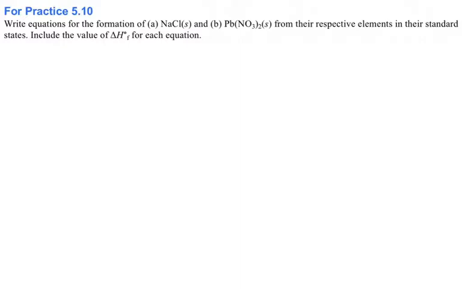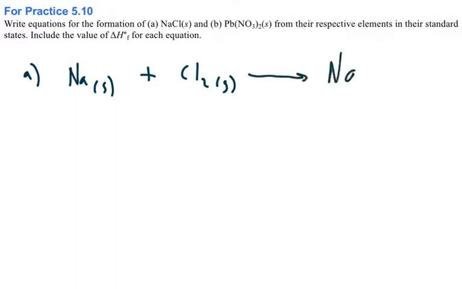The first one is to write an equation forming NaCl. So let's do letter A here. And again, what we're going to do is set up the elements that will give us NaCl. So sodium naturally is a solid, and chlorine is a diatomic, and chlorine normally is a gas at room temperature. And then we're going to set that up to NaCl, 1 mole of course. Okay, and then the only thing we've got to do here, if you notice, the sodiums are okay.